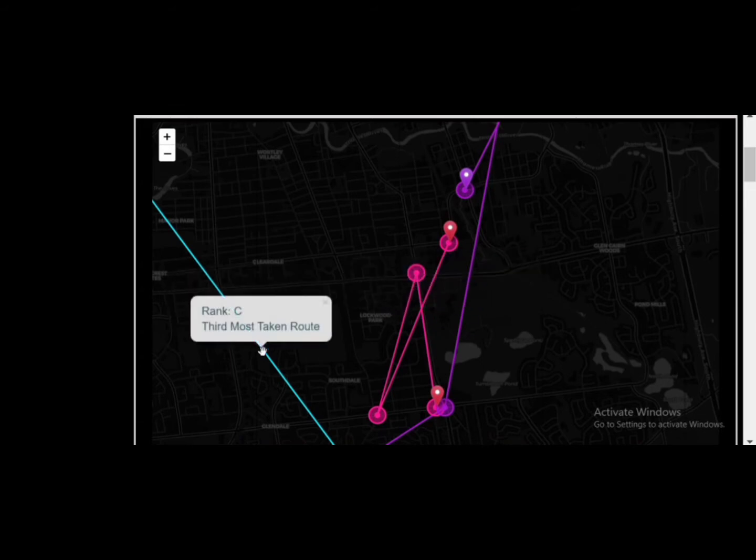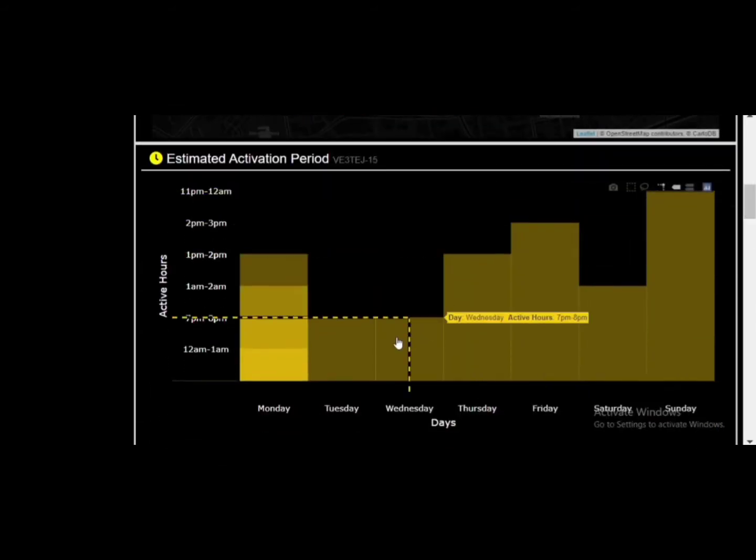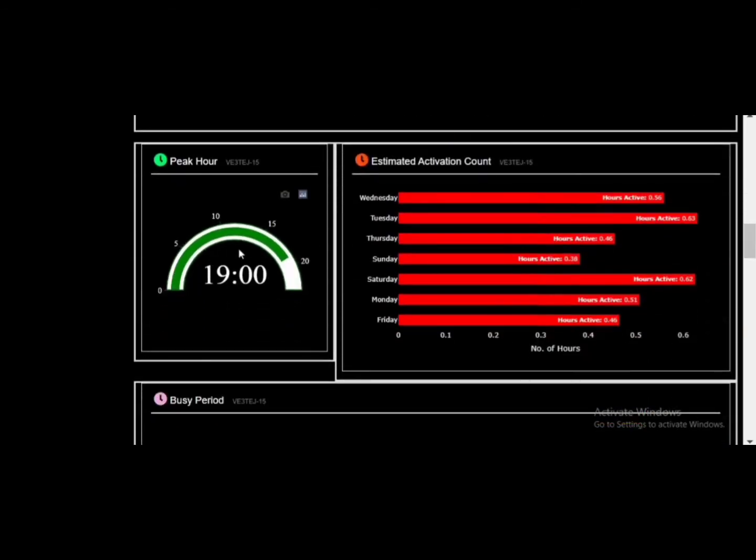This bar graph is representing estimated activation period of car, which means that vehicle V3-15 is most likely to be active at 7 p.m. to 8 p.m. on Tuesday. This gauge indicates that vehicle V3-15 is mostly found in running state at night at 7 p.m. Estimated activation count demonstrates predicted movement of vehicle on each weekday. Let's check this. It is predicted here that car V3-15 would be running 0.38 hours on Sunday.